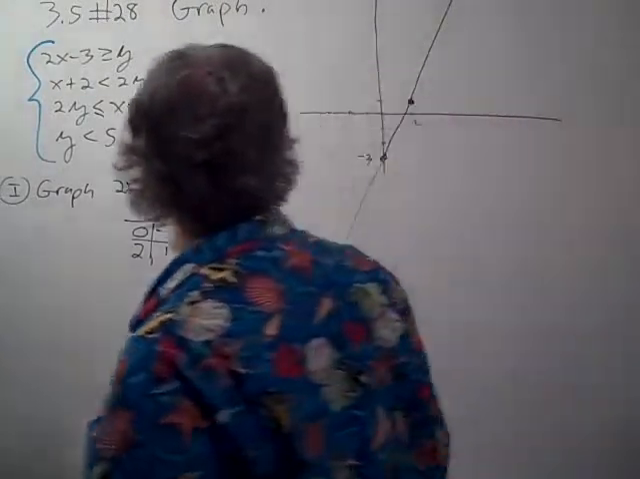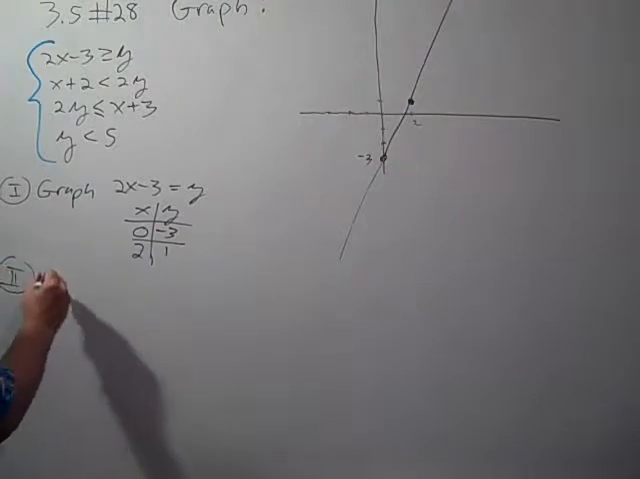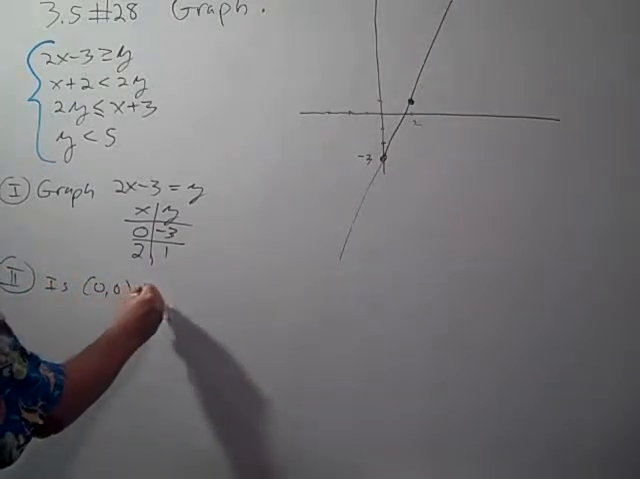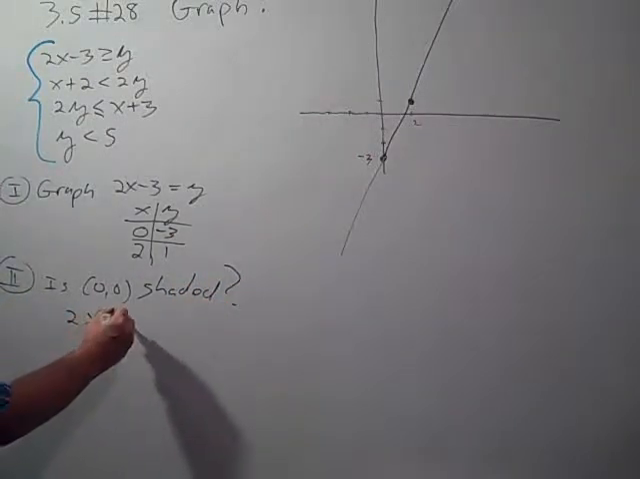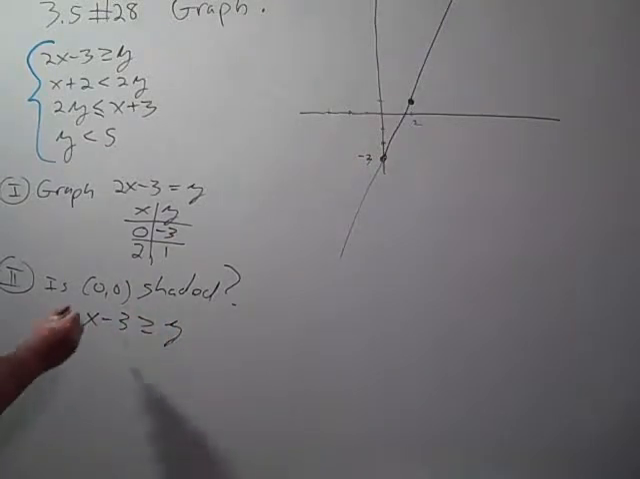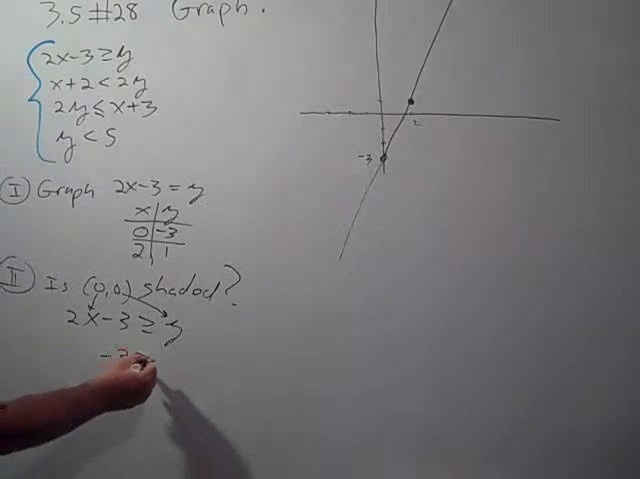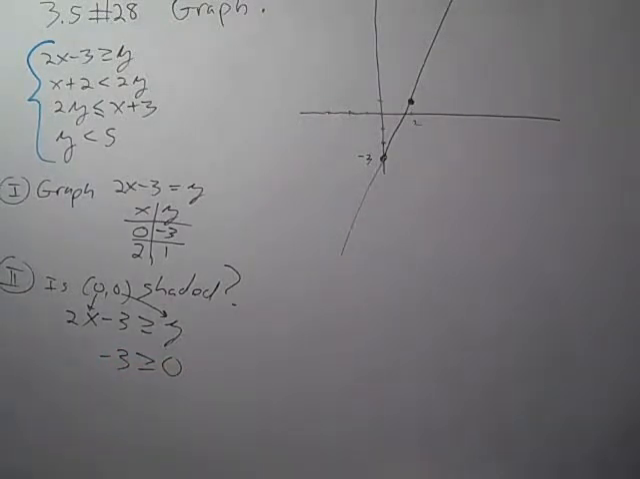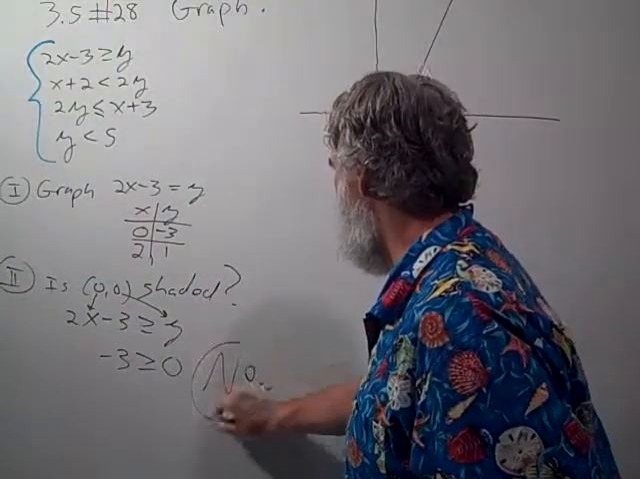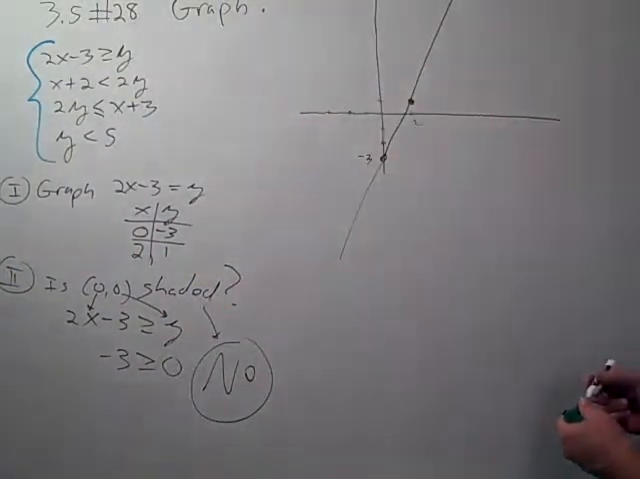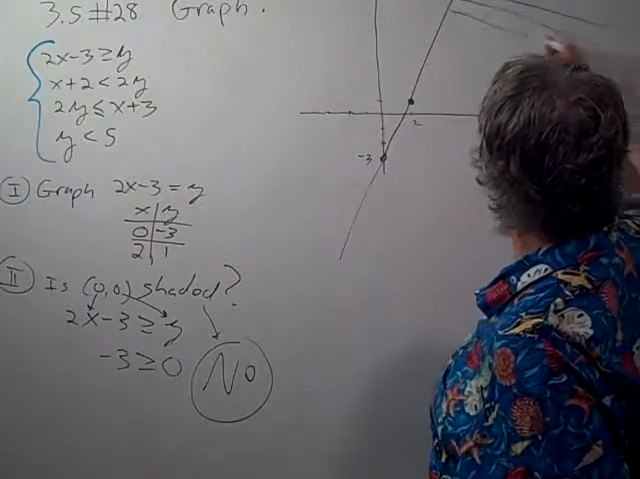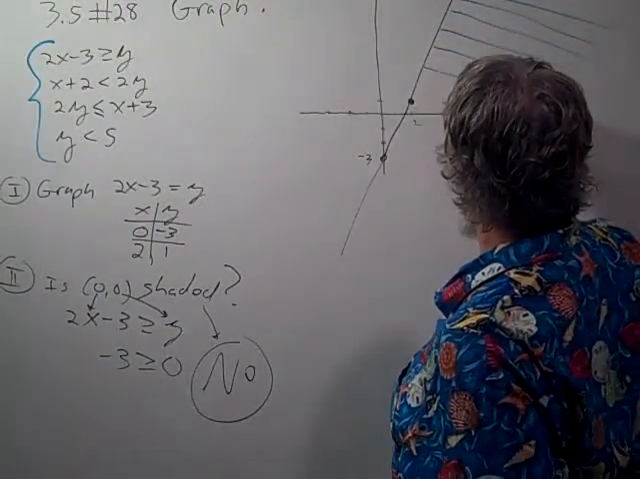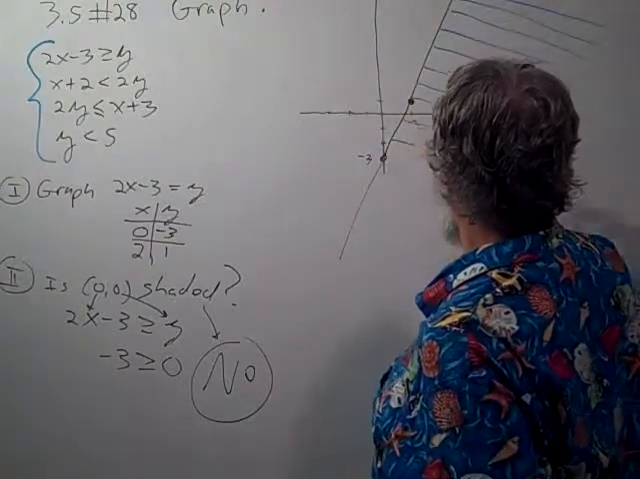We have to decide which side of that line we need to shade. So we can ask, is the origin shaded? We answer that by taking the inequality, 2x minus 3 bigger than or equal to y, and seeing if it's true when we plug in x equals 0 and y equals 0. So negative 3 is bigger than or equal to 0 is false. So the answer is no. So it's the opposite side that we shade for this line. So it's everything to the right and the lower side of this line.